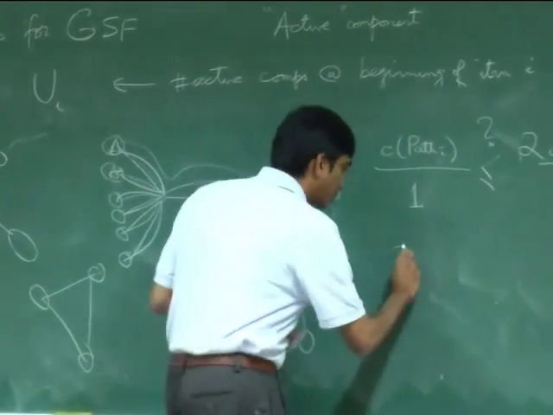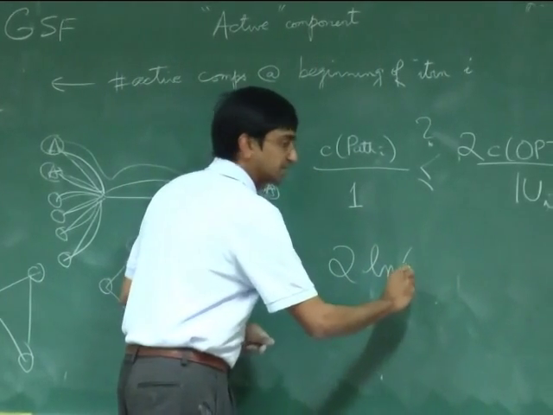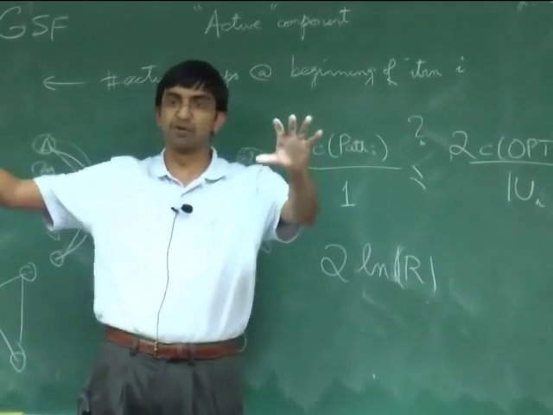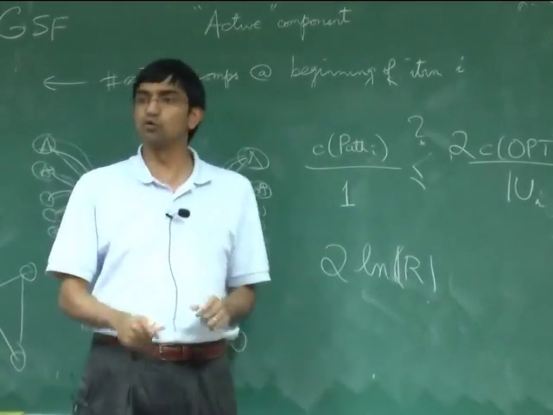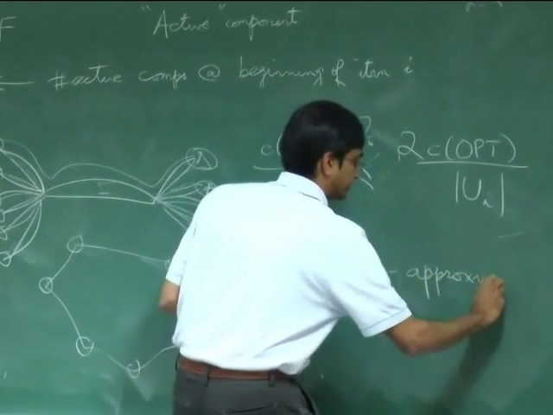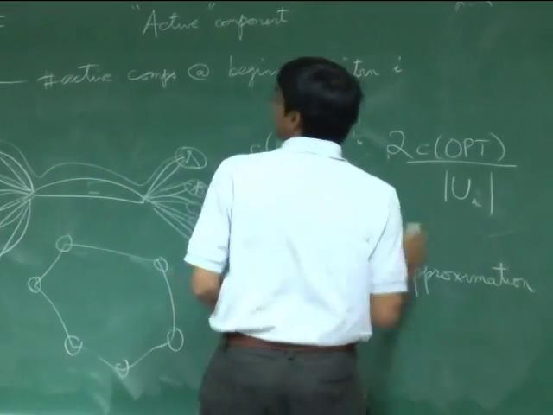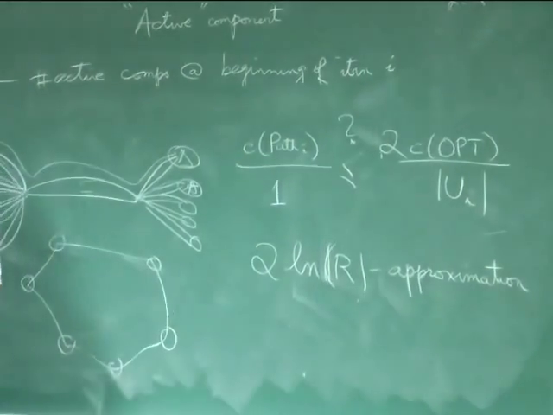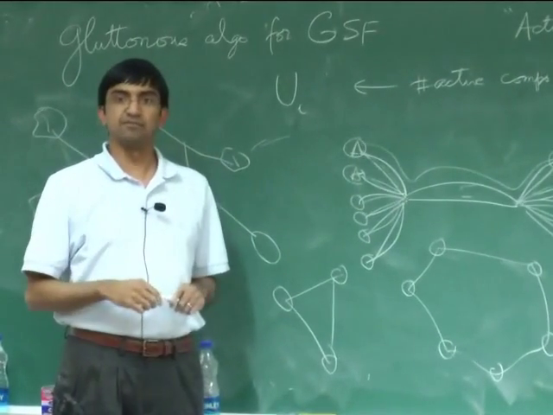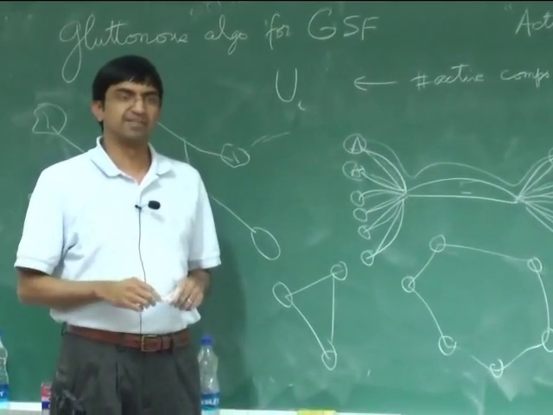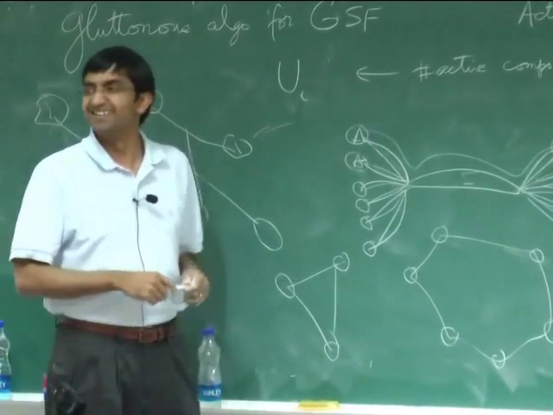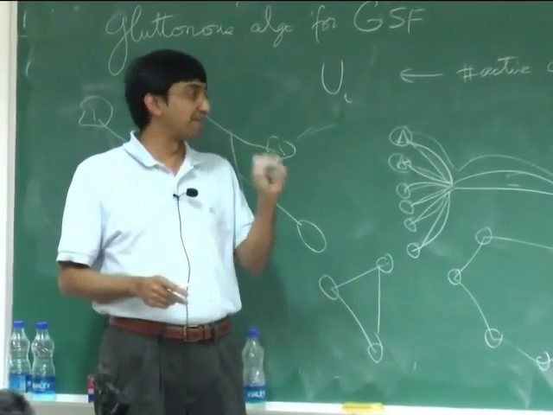So I get a 2 ln of the number of terminals, since the number of active components used to be the number of terminals. I've got myself a 2 ln R approximation. Just like for metric UFL, we can give a 3 approximation. For this problem, we can give a 2 approximation, which we'll do day after tomorrow. I guess everything is going to day after tomorrow. It can't be right, so maybe the 4th day. So these are the 2 problems we'll come back to again.